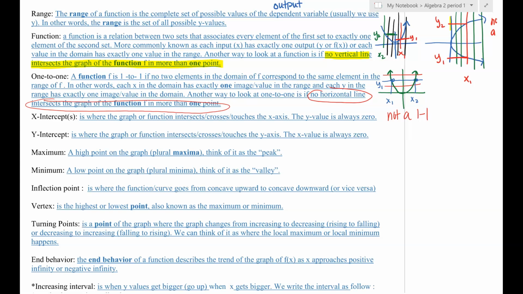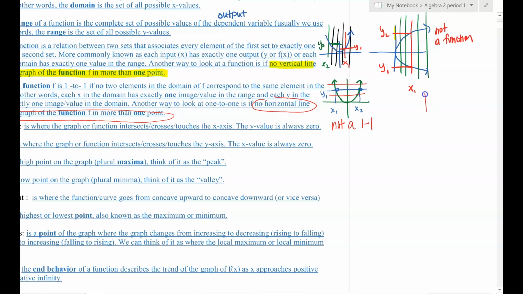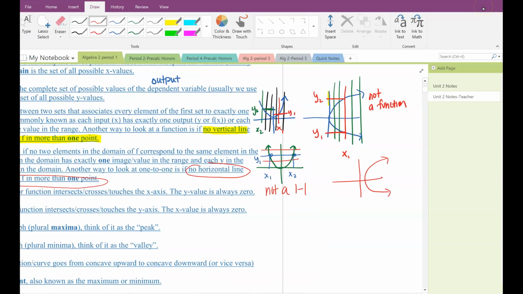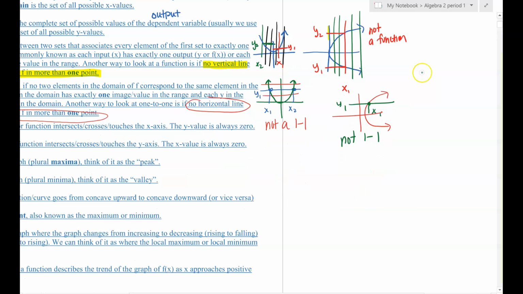Now, how about the sideways parabola that we proved earlier? Earlier we said it's not a function, even though, as you can see now that I'm drawing the horizontal line test, this is y1, would you agree? This y1, it only intersected one x place, right? x1. But it's not a one-to-one because it wasn't even a function in the first place. So if it's not a function, it's not a one-to-one function.